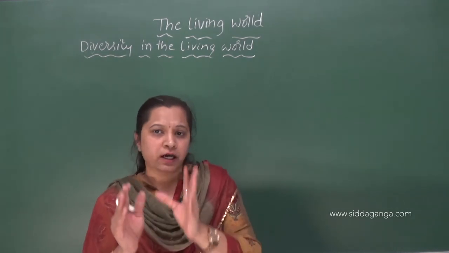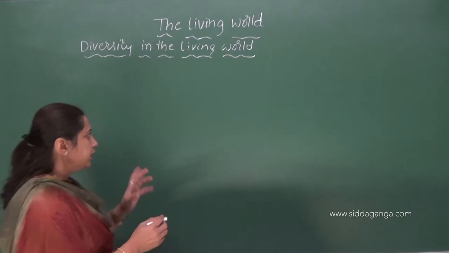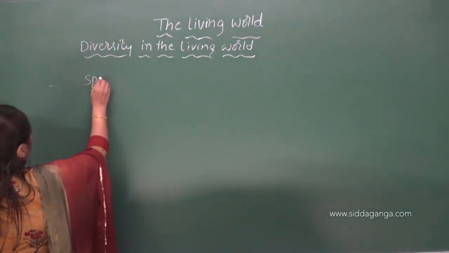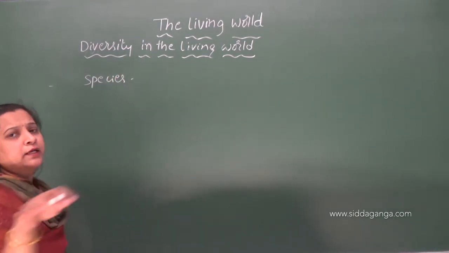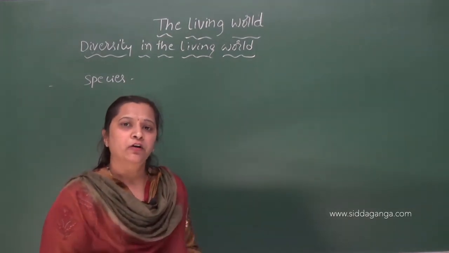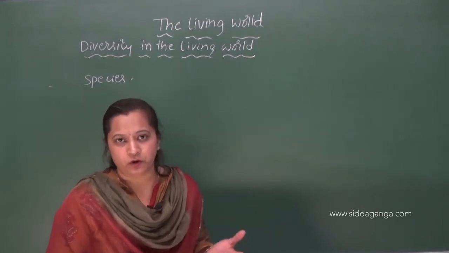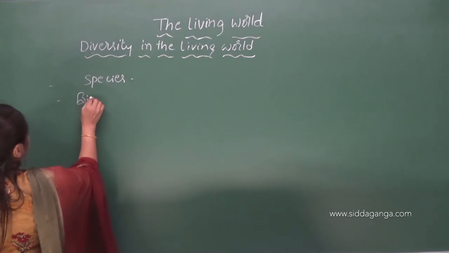So each kind of a plant or animal is called as what? Species. And all these different types of plants, animals, and also other organisms that existing on the earth is called as what? Biodiversity. So what is biodiversity?